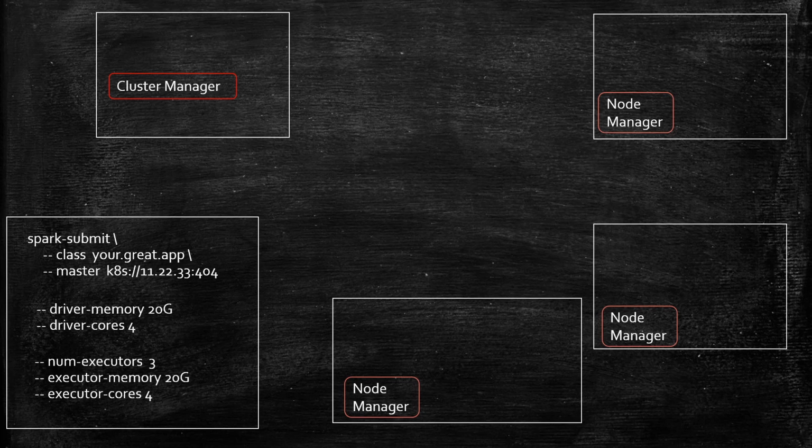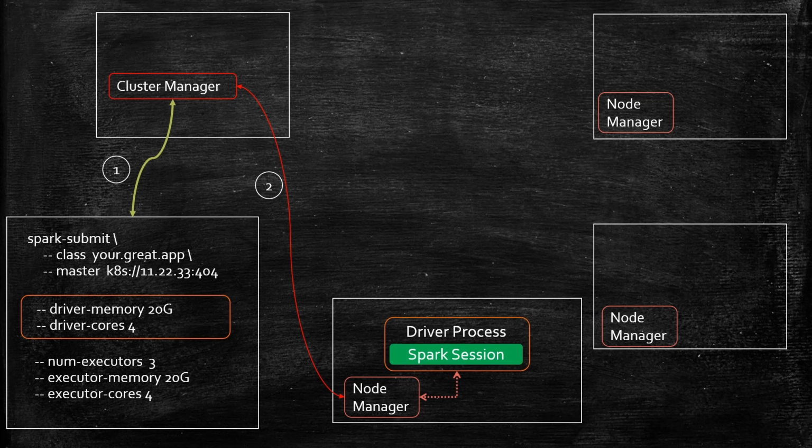The workflow to get an Apache Spark application running on the cluster is the following. The first step is to submit the application to the cluster manager along with all the configuration. The next thing, the Spark driver process needs to be started, and the cluster manager will request the node manager to start the driver process using the configuration that we specified during application submission. So in this case, 20 GB of memory and 4 CPU cores. If the node manager has enough resources, then the Spark driver process will be created.